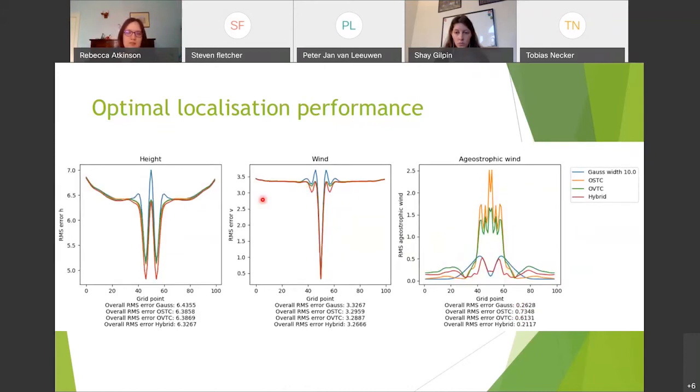Now I'm showing a second case. We're simulating a single observation of wind, and we see similar results for the error in the height and the wind, with the hybrid performing the best and Gaussian the worst. But in this case, the adiabatic wind is the least for the hybrid. It's even performing better than the Gaussian.